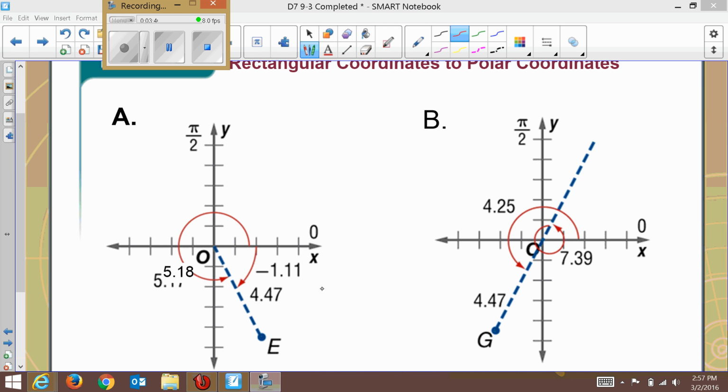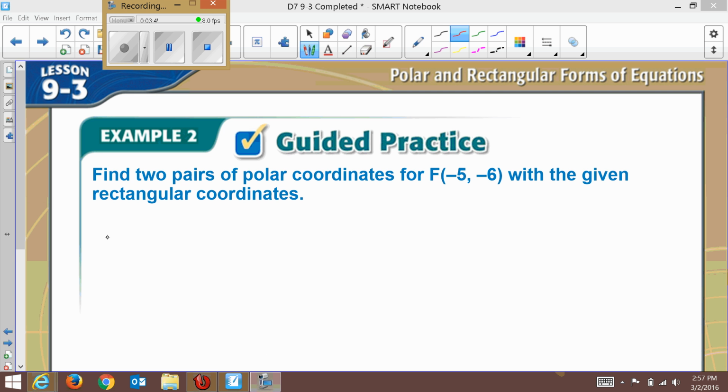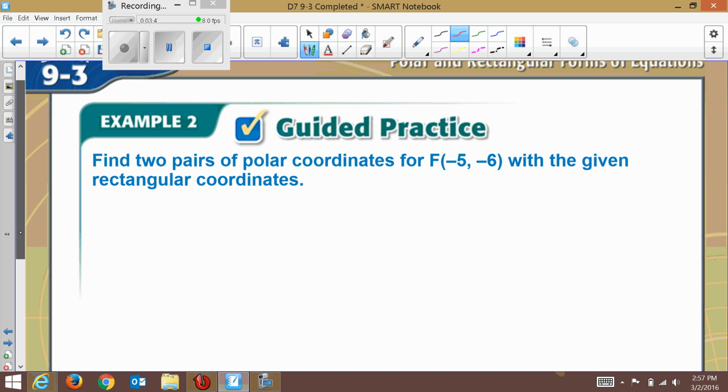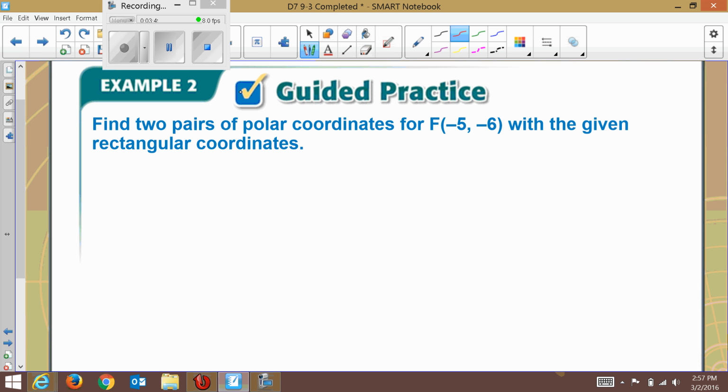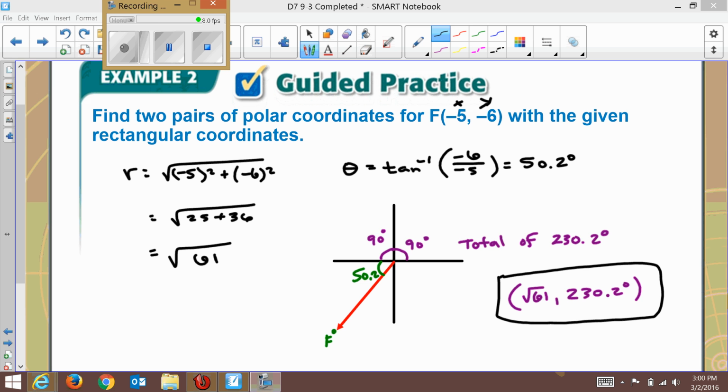Here's the locations of each by pictures. Now here's one for you to try. Now here's the work. You can pause the video and get the answer.